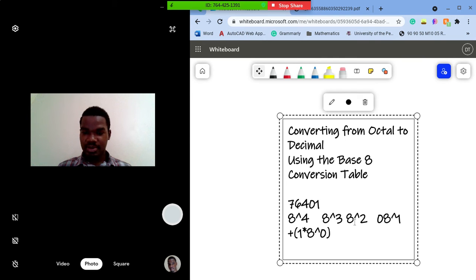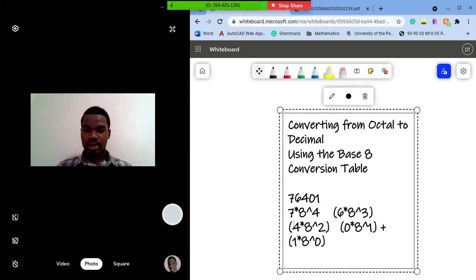Right, and then the next one is going to be 0 times 8 to the power of 1. Alright, the next one is going to be 4 times 8 to the power of 2. Is everybody still following? The next one is going to be 6 times 8 to the power of 3. And the next and the final one is going to be 7 times 8 to the power of 4.